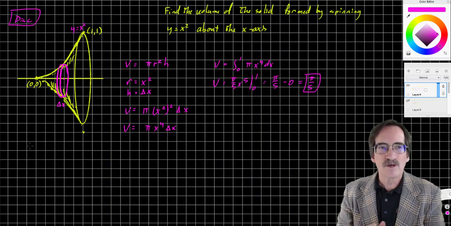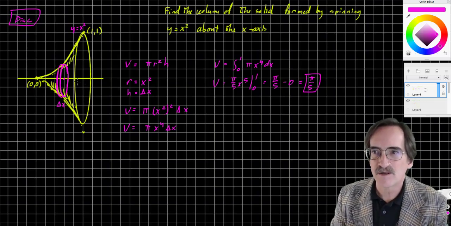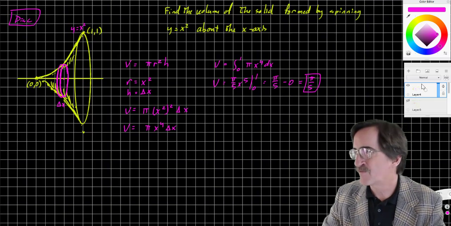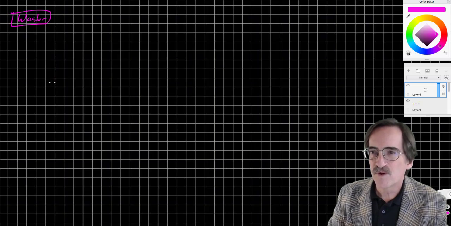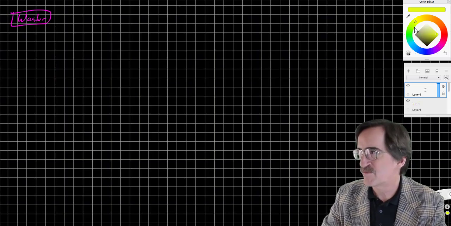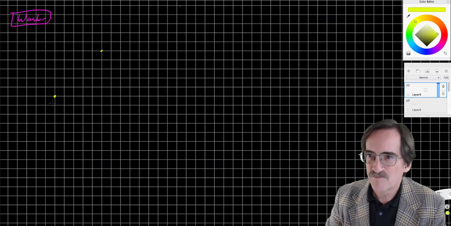Now, what if we hollow out this bell, right? Here's another problem. We have enough time, let's go ahead and do it. This is the washer method. What if we have a shape bound between two curves? So between 0 and 1, and we have y equals x.